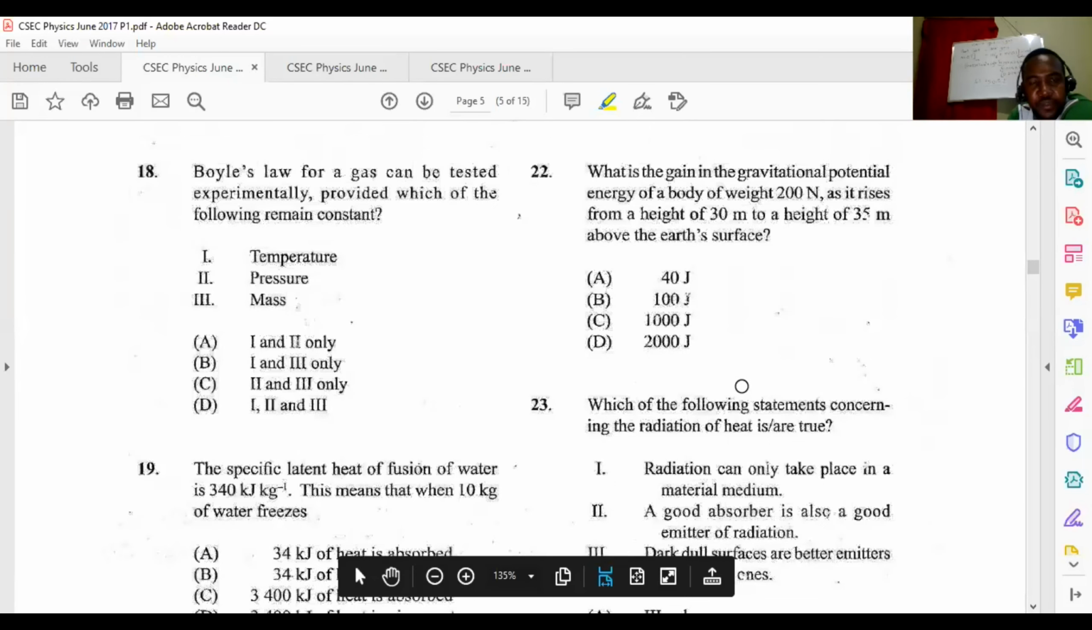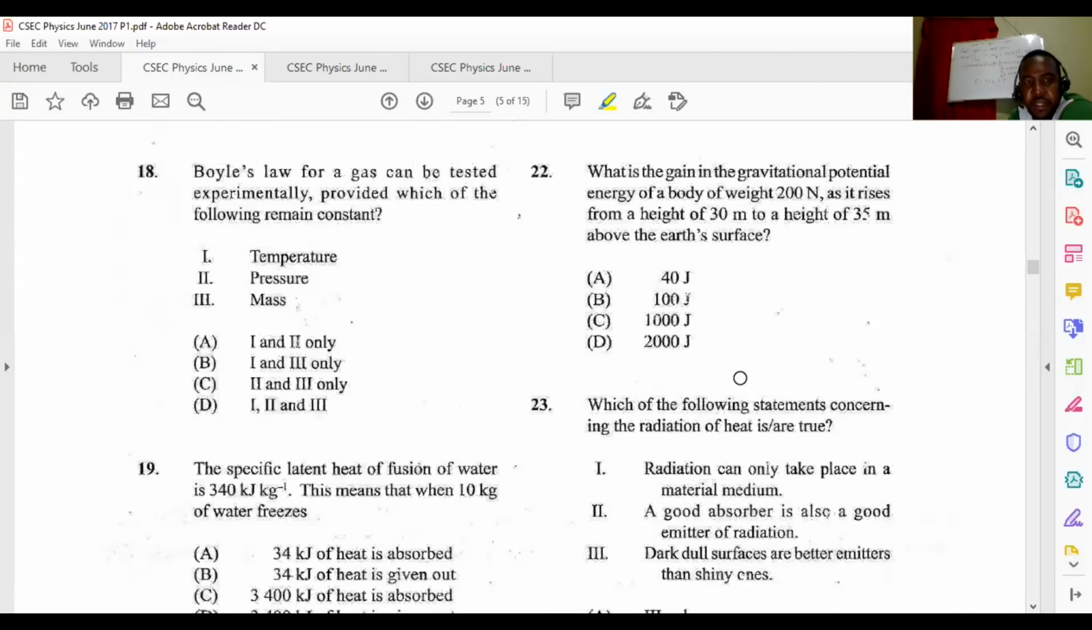Question 18, Boyle's law for a gas can be tested experimentally, provided which of the following remains constant. So remember in Boyle's law, which one is constant? Yes, and a B. Someone saying B. All right, yes, it is B. All right, so it's Boyle's law. Remember anything Boyle, constant temperature. So constant temperature and all these laws, the mass of the gas is also kept constant. So it's 1 and 3, which is B.